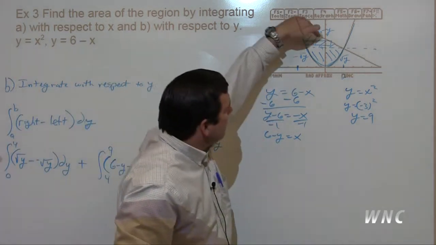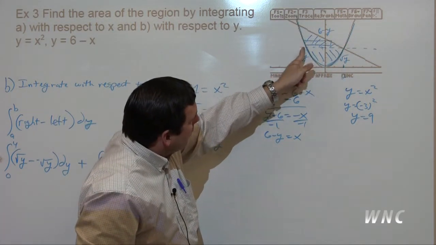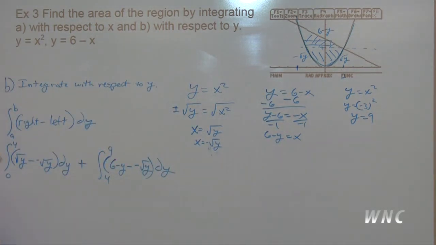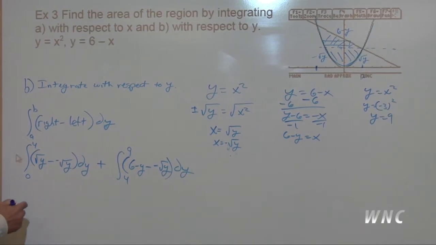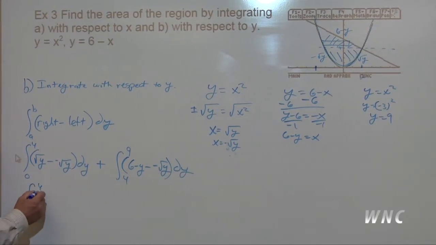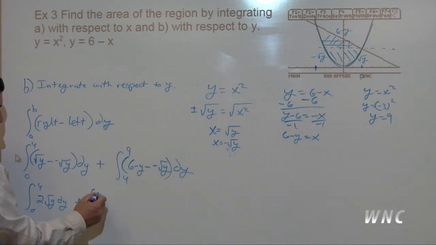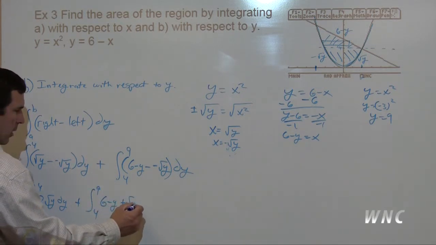So 6 minus y is this one here. Negative square root of y is this part there. Okay. So we have the integral from 0 to 4. This becomes 2 times the square root of y dy plus the integral from 4 to 9 of 6 minus y plus the square root of y dy.